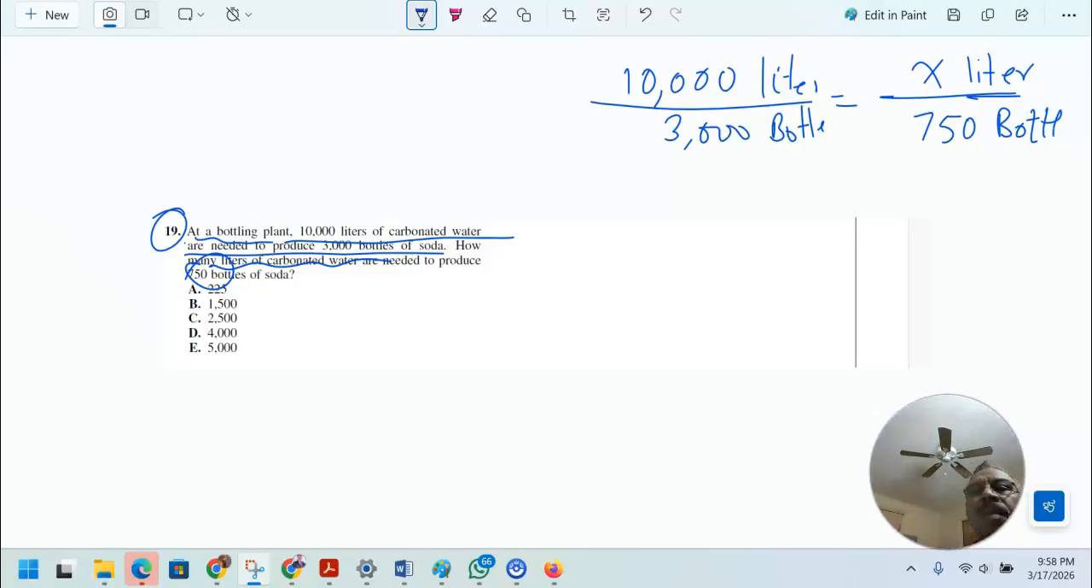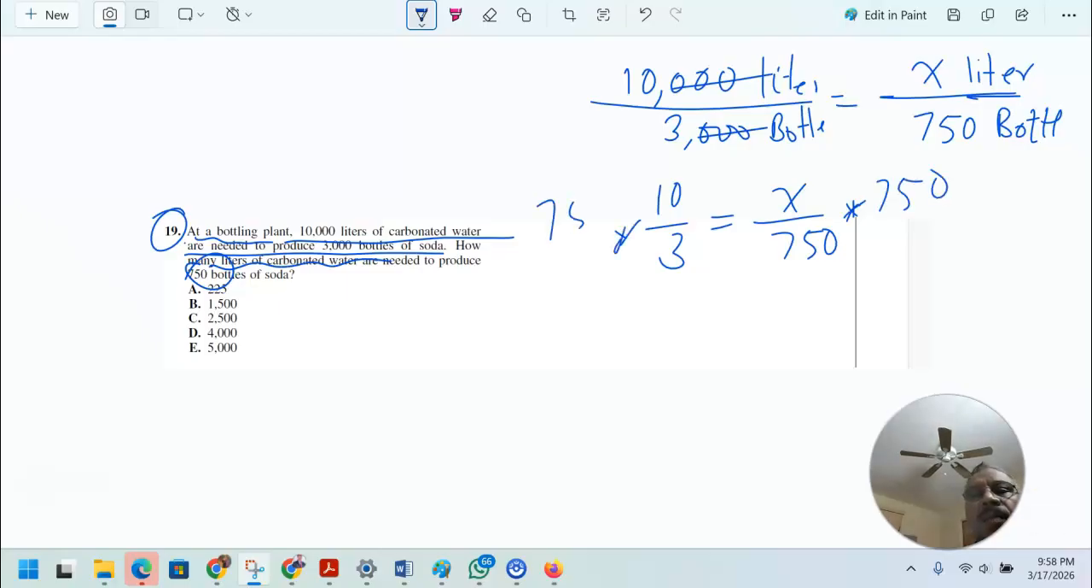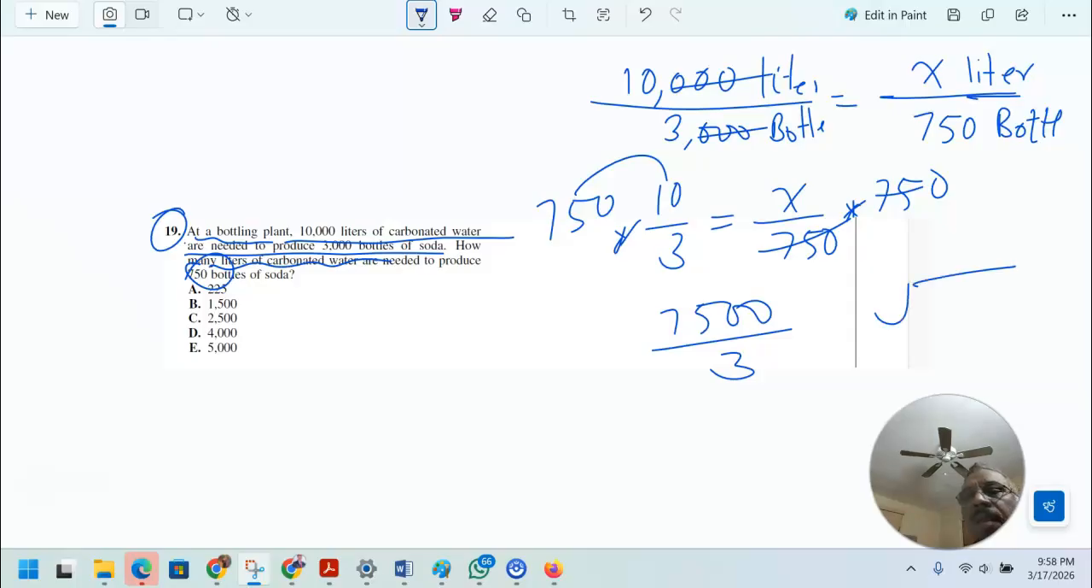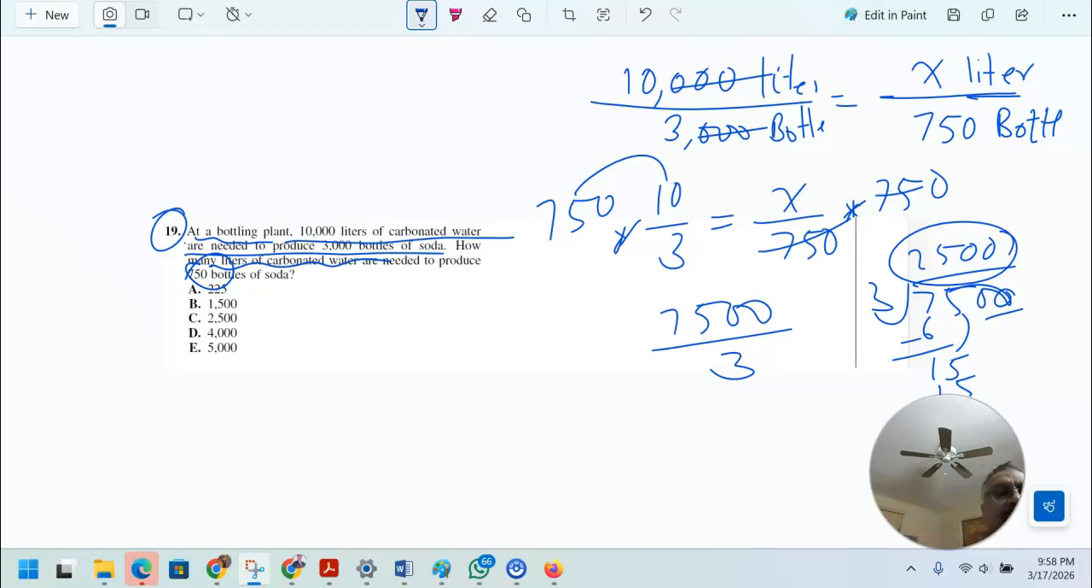All you do is these three zeros will cross out. You get 10 over 3 equals x over 750 and multiply 750 on both sides. And you get 7,500 divided by 3. And if you do a little maths here, 3 goes 2 times 6, 1 carry, bring down 5, 3 goes 5 times 15. And these two zeros are left, so you get 2,500. So this is the answer.